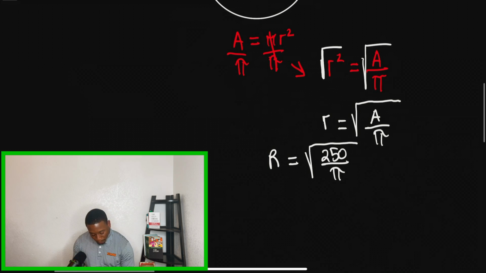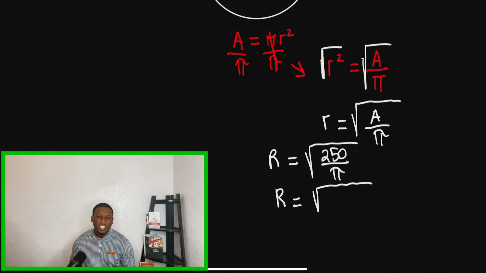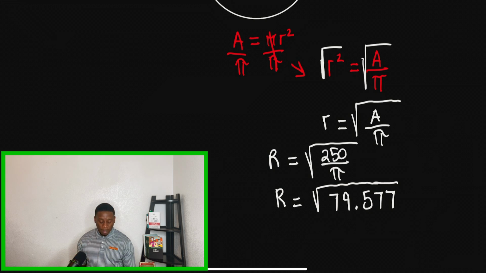So after we divide 250 by pi, right, and use the pi symbol, don't cut the decimal off the 3.14 unless your teacher tells you to. If your teacher doesn't tell you, just use the pi symbol. So after I used the pi symbol and I divided 250 by pi, my answer was 79.577. And I cut the decimal short just for the video's sake.